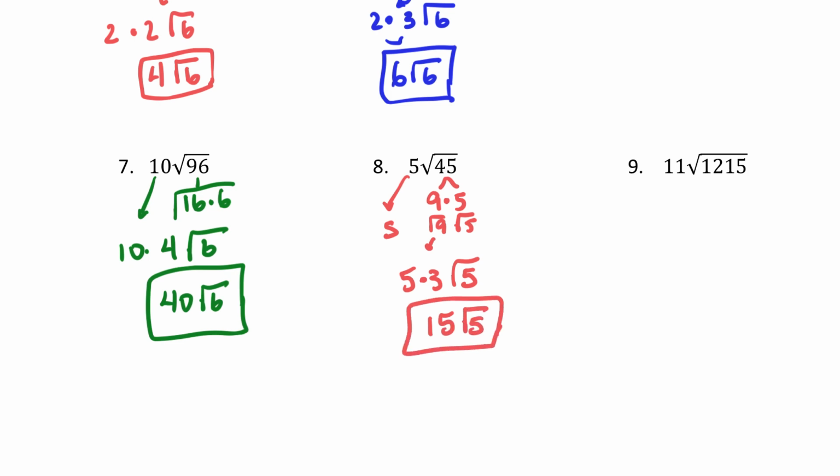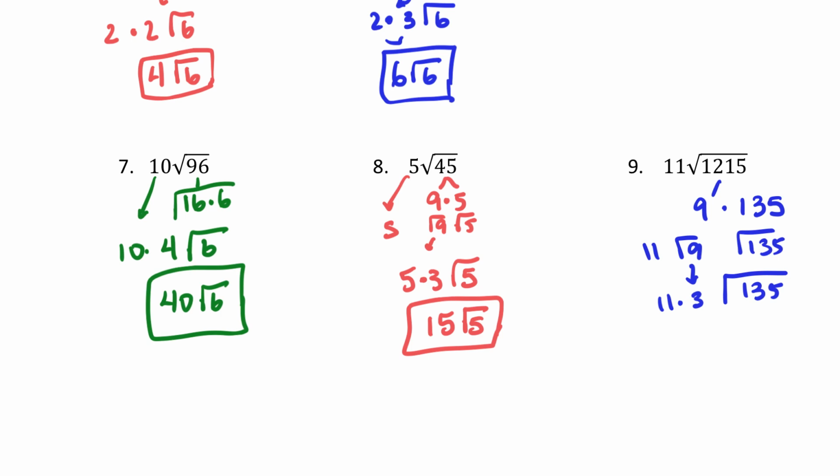And finally, the last one here. And we've got a pretty big number here. Let's see if we could break this down with perfect squares. Let's try 9 in this case. So 9 will go into it 135 times. So now I have 11 square root 9 square root 135. This is a 3, so 11 times a 3 would give me a 33, and I have left over this 135. Let's see if we could break that one down.